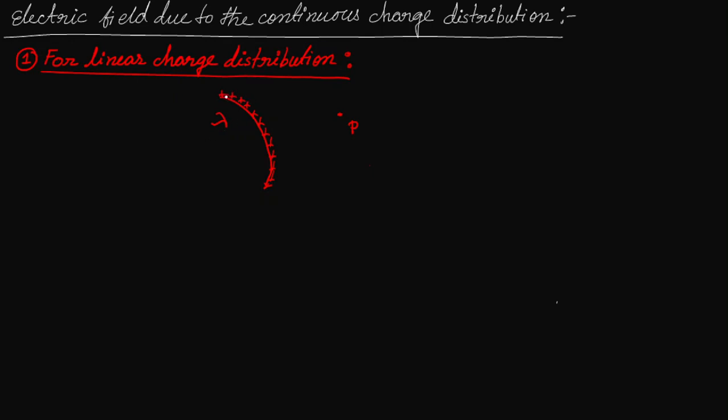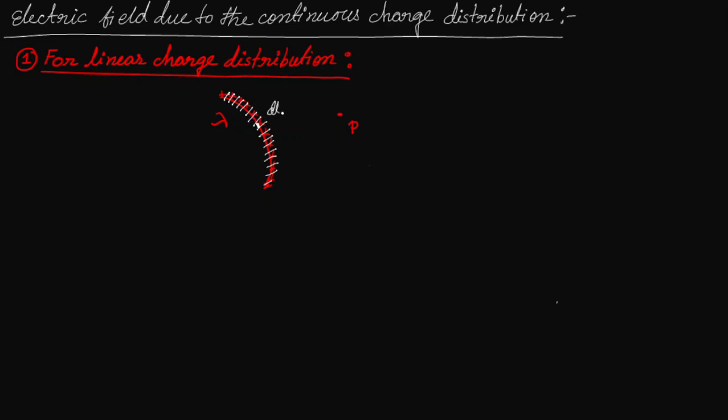So what we can do, we can divide this large length into small length like this. So if we break down this large length into a small length, but the small length means elementary length, and consider one such elementary length. Let's say this is one elementary length, and the length of this portion is dl. So our dl is very, very small.